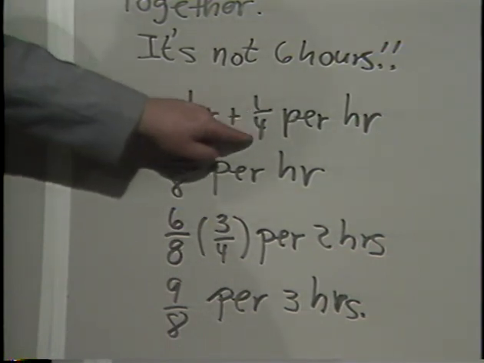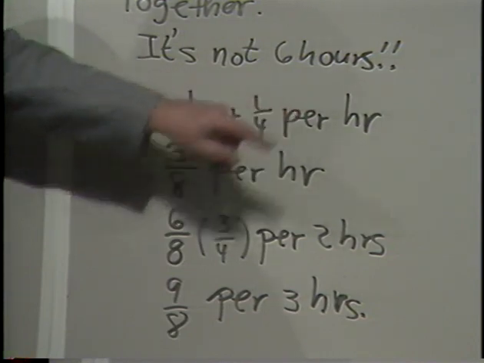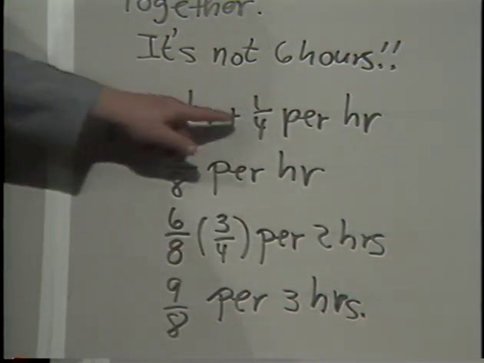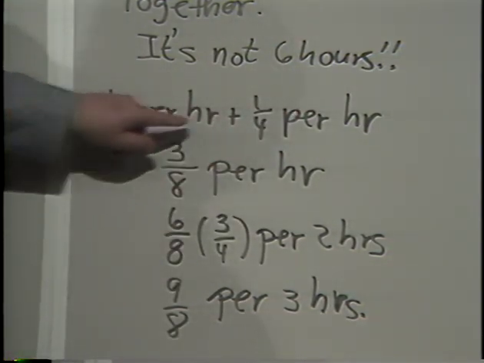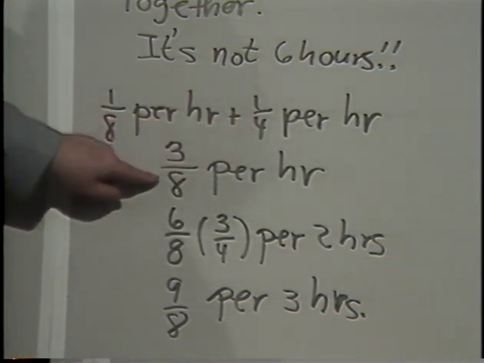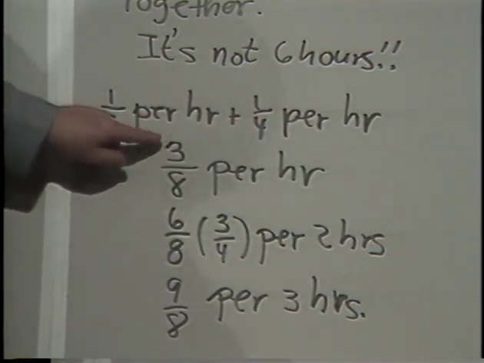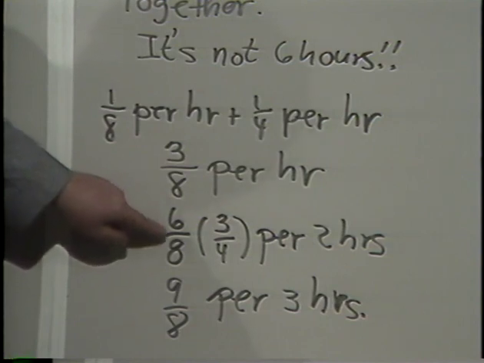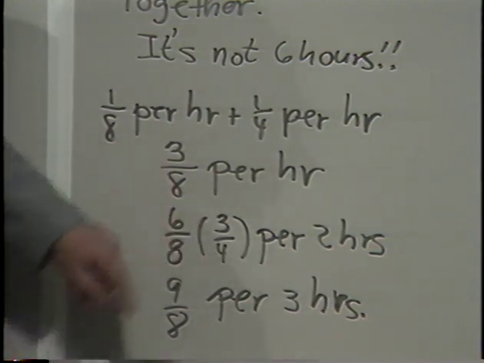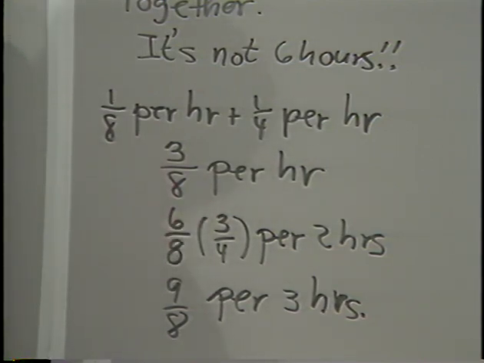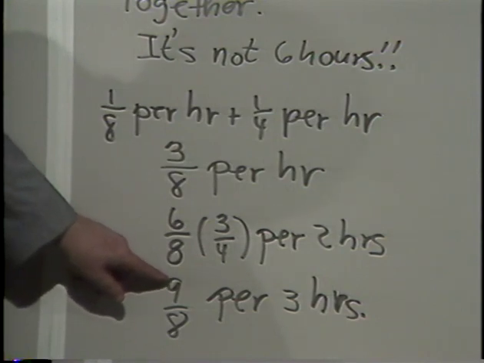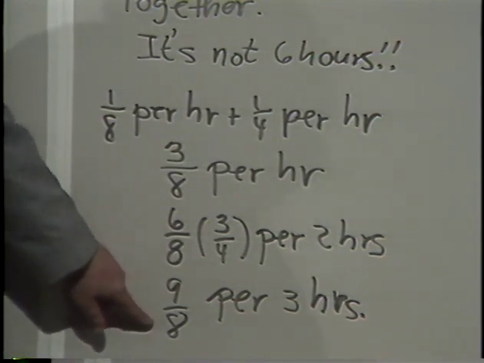If you do the job in 4 hours, in 1 hour you do 1/4 of the job. So in 1 hour working together, you get 1/8 plus 1/4 done. That's 3/8 of the job each hour. So in 2 hours you do 3/8 twice, which would be 6/8. So in 2 hours you get 3/4 of the job done. In 3 hours you would do 9/8, which is more than the whole job.